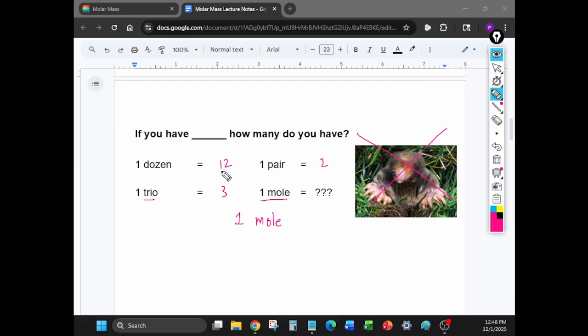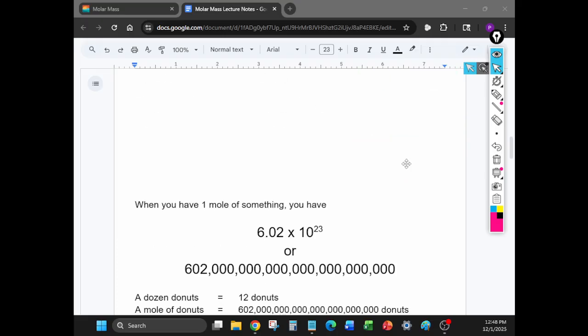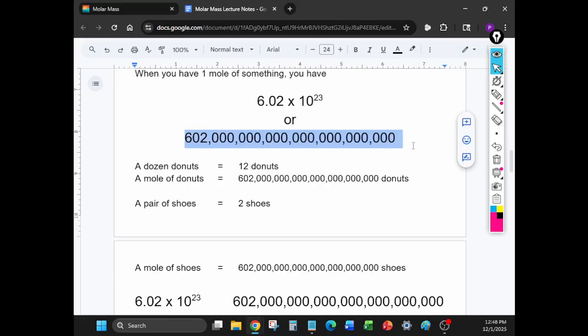Now, what is it equal to? Well, in chemistry, we count molecules and atoms, right? Which are really small. They're actually so small, you can't count them in dozens. You can't count them in pairs. It's just inefficient. You can't even count them in thousands or millions or billions. That's how small these molecules are. So in chemistry, we count in moles, and 1 mole is equal to this number right here.